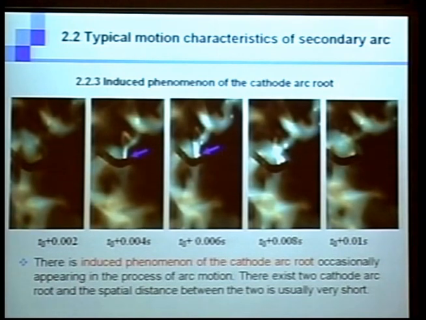Also, we have found an induced phenomenon of the cathode arc root. For arc discharge, you must pay very close attention to the arc root, the phenomenon with the electrodes. Here you can see there exist two cathode arc roots, and the spatial distance between the two is usually very short, and it renders random behavior. That's what we have recorded in the experiments.